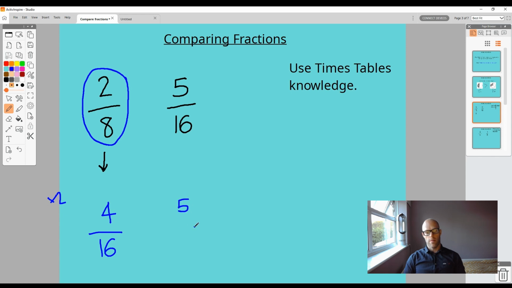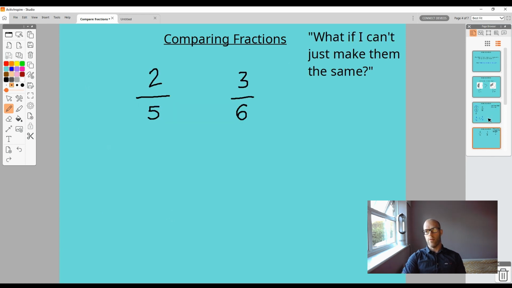Now, if we bring this other fraction down, we can easily compare 16ths now with 16ths, and we can tell that 5/16 is greater than 4/16. Maybe you could have inferred that before with our 8ths, but we definitely know when we make both the denominators the same. So again, make the denominators the same where you can. Use your times table knowledge. That would be nice and simple. It isn't always going to be quite that simple. For example, when we come across a question like this, we have 2/5 and 3/6.